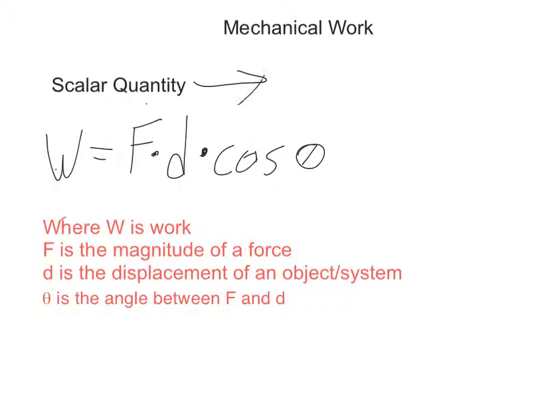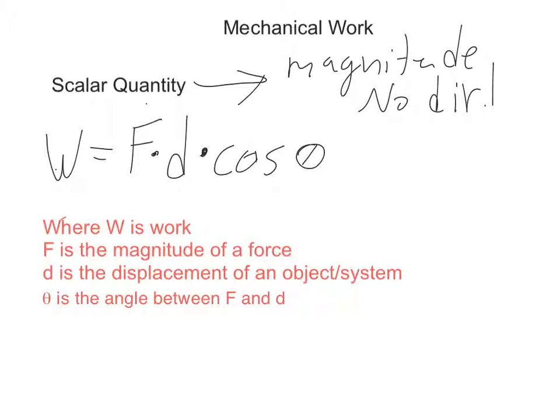And to remind you, what does scalar quantity mean? It means that this particular quantity will only have magnitude and that there is no direction associated with it. So when we talk about mechanical work being completed, we can only give it with a number and a unit. We really can't specify whether that work is up, down, left or right, positive or negative, east or west, north or south.